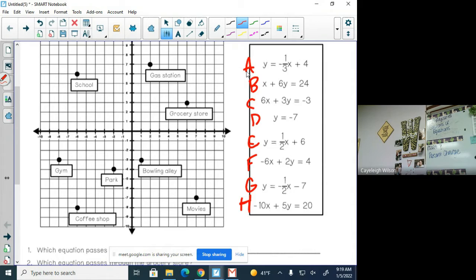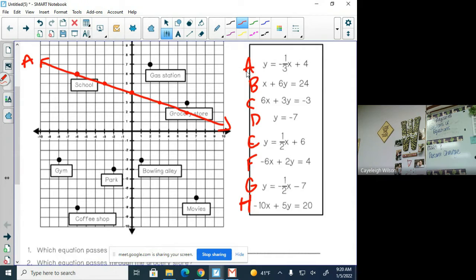So first one, y equals negative 1/3 x plus 4. So I go up to 4. Negative 1/3 means I'm going down from left to right. So down 1, right 3, down 1, right 3. Or I could go up 1, left 3, up 1, left 3. Okay, so I'm going to label that one A.